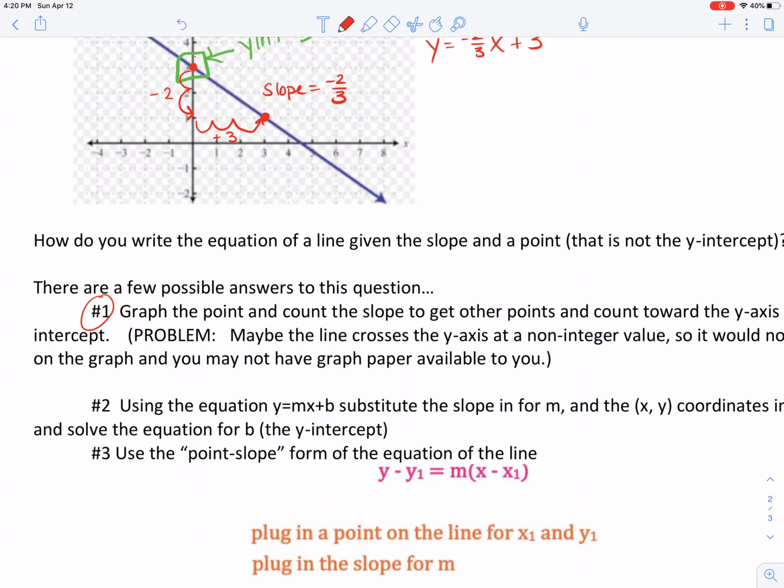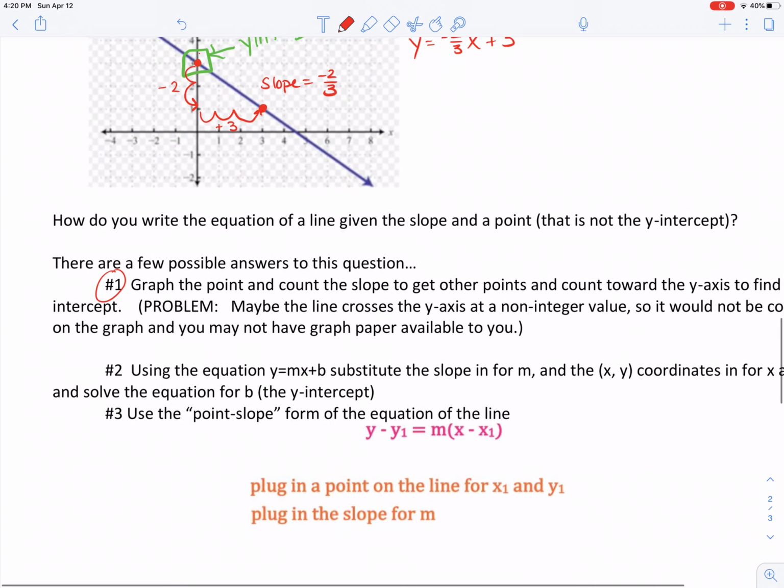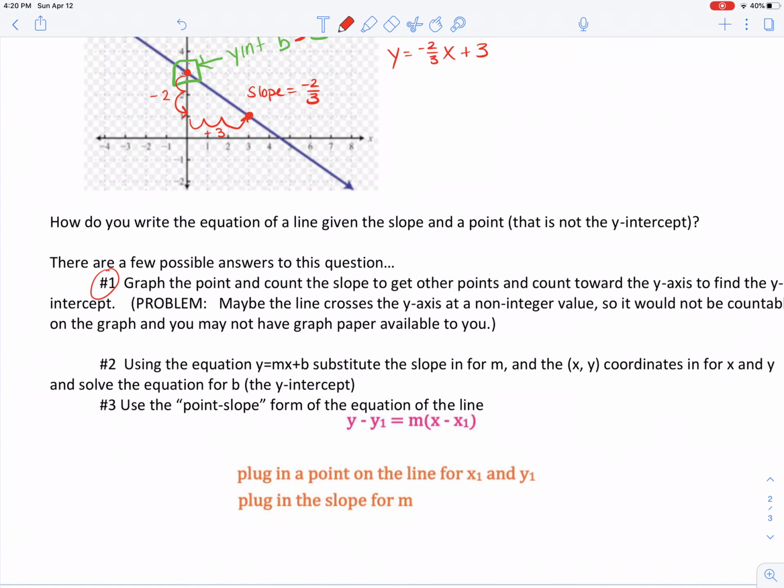Method 2 is using y equals mx plus b, substitute the slope in for m, and the xy coordinates in for the x and the y, and solve the equation for b, the y-intercept. So I'm going to show it to you that way. And number 3, using point-slope form, which you would have to memorize if you wanted to use this, y minus y1 equals m parentheses x minus x1.